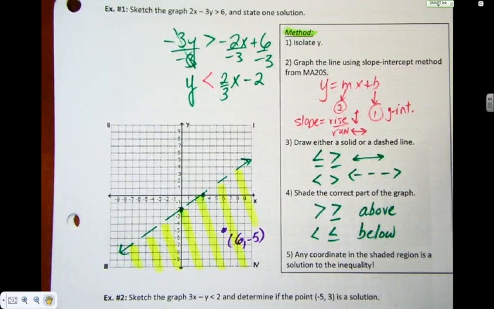How long could I keep playing this game? Forever. There's your first linear inequality. The only thing that's different than what you did last semester with lines is you need to decide if it's a broken line or a solid line, and if the shading is above or below. That's it. It's the only thing that's different.